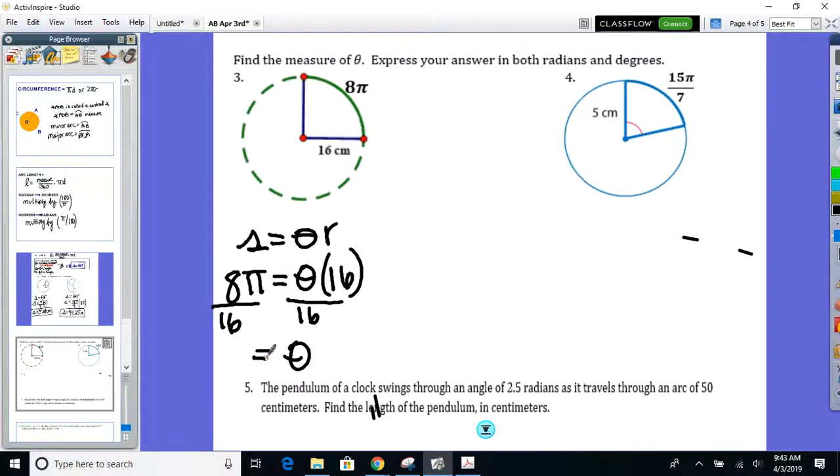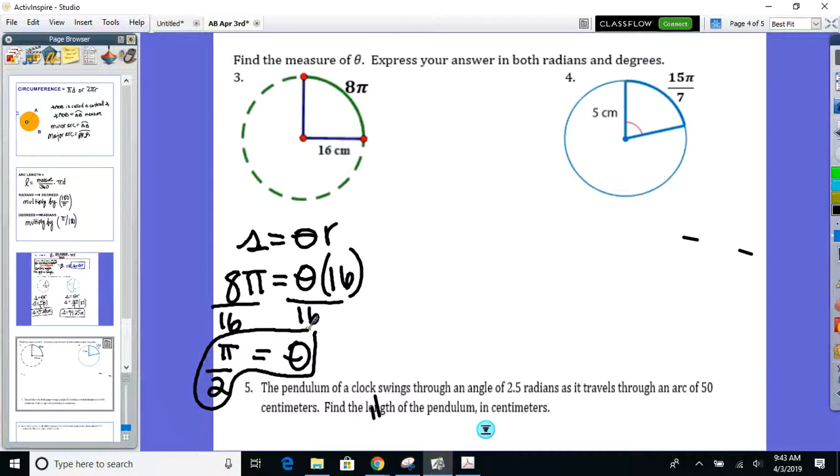Will this answer be radians or degrees? Look at the formula I use. Will it be radians or degrees? Radians, so you better leave pi in your answer, right? What's 8 over 16 reduced down to? Half, so pi over 2, or 1/2 pi. So that's in radians.